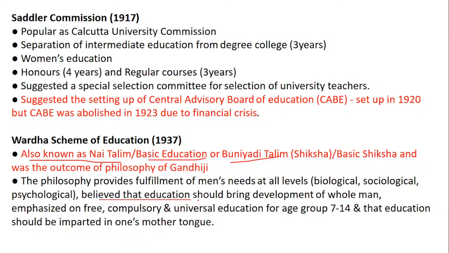It believed that education should bring development. Now see, this is very, very important: development of the whole man. You can also call it that basic education leads to modification of the entire behavior. We have seen the question in a different way, modification of behavior. And not only this, it gave importance to free, compulsory and universal education for the age group of 7 to 14. Now please remember this very well for statement questions.